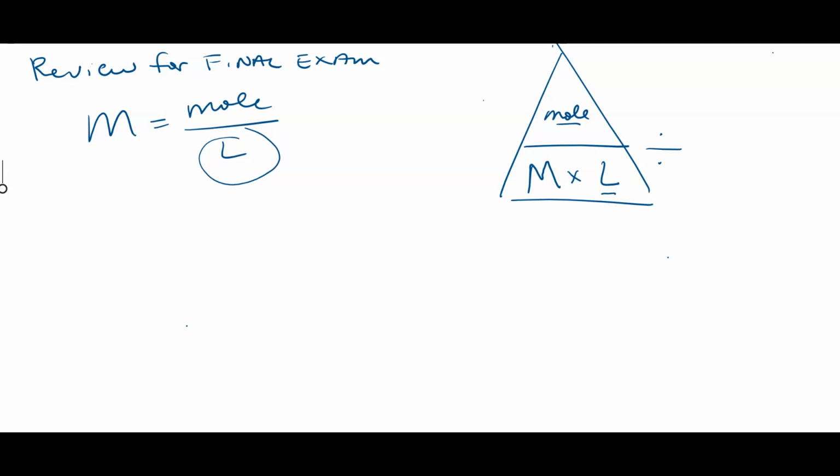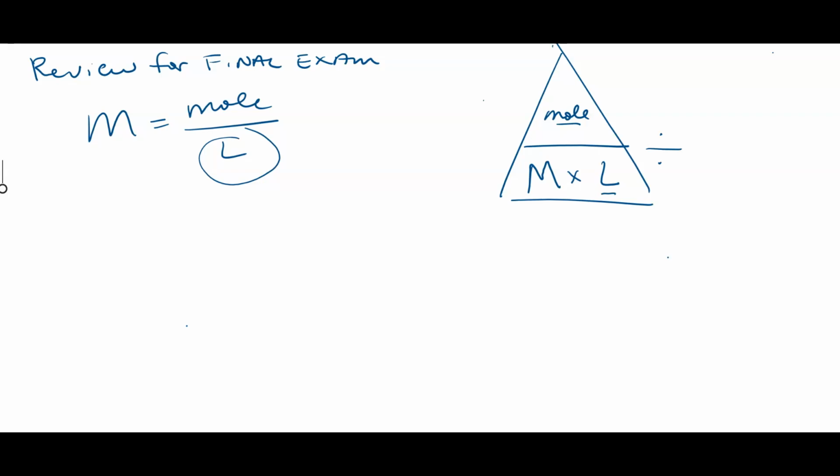If they give you molarity and liters, you can multiply them together to get moles. So say you're looking for moles, you can put your finger over the moles and do molarity times liters. Say you're looking for molarity, put your finger over the big M, and it's going to be moles divided by liters. Say you're looking for liters, put your finger over the L, it's moles divided by molarity.